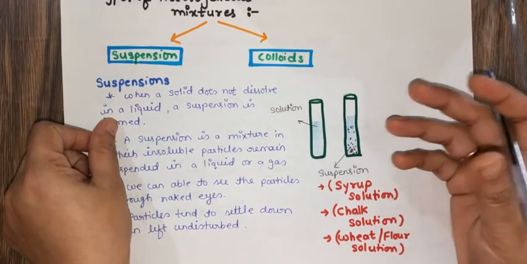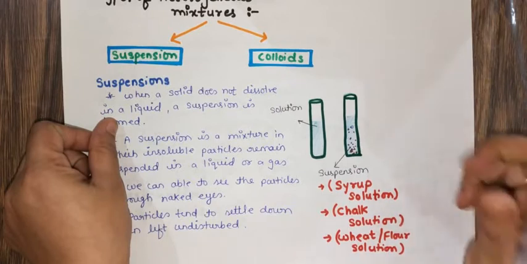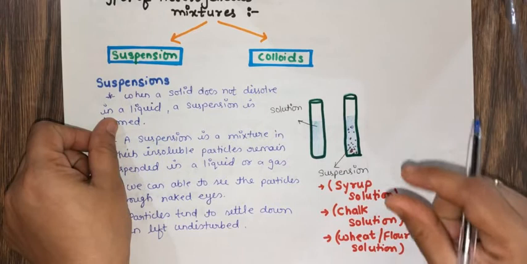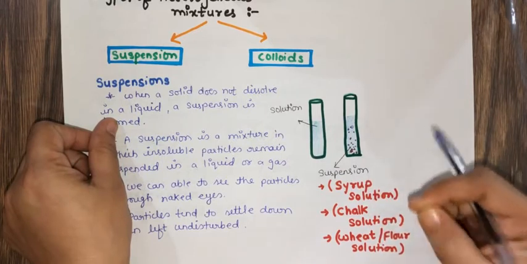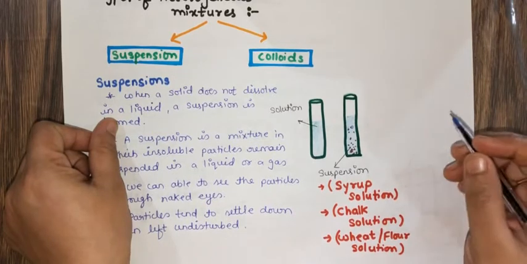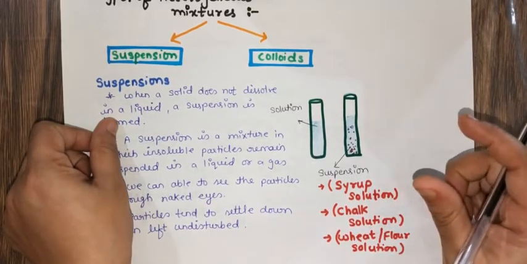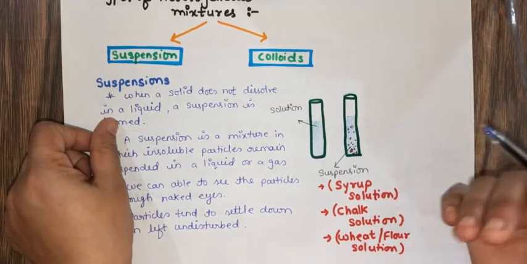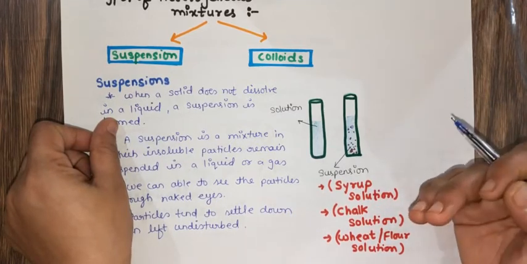When you use it, you shake the bottle containing the syrup, and then the solute becomes mixed in it. After some time it will again settle at the bottom. So whenever you use it, you have to shake the bottle so that the solute gets mixed in the solvent, and you get the proper medicine.